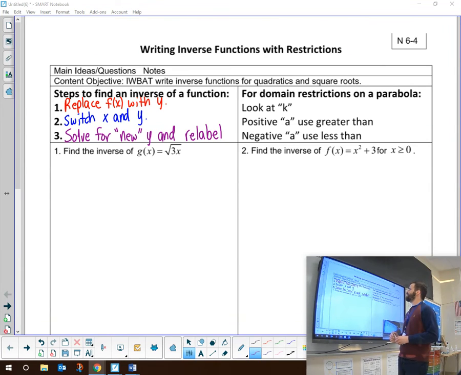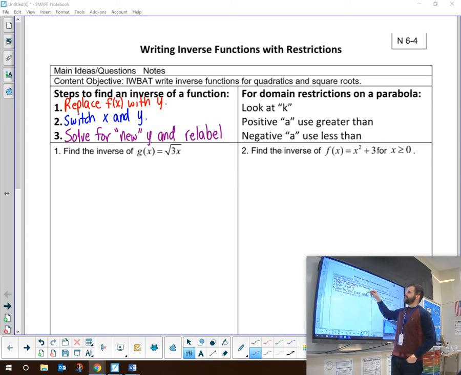Hey guys, today we're going to be talking about writing inverse functions with restrictions. Now what that means is that pretty much an inverse function is where we just switch x and y. So we take my x, take my y, and we switch it. And so it has this special property on a graph and it's very useful. But that's really all we're doing. We're just switching x and y, okay?